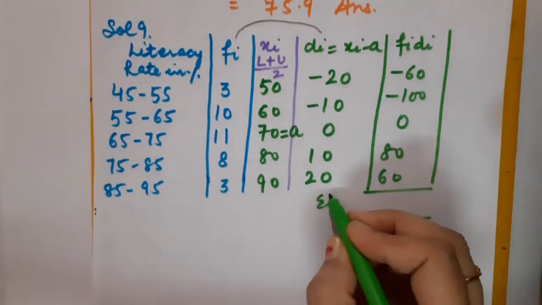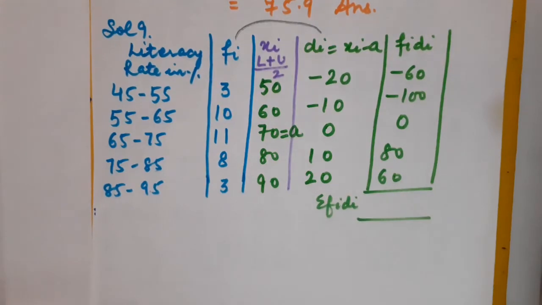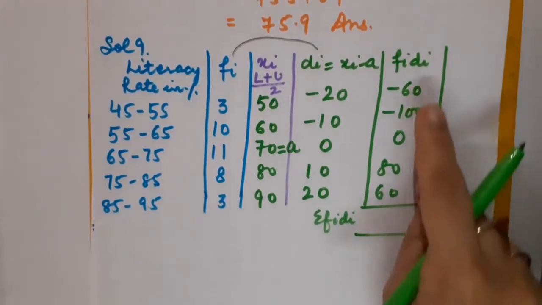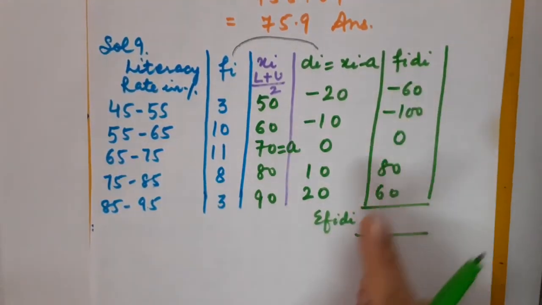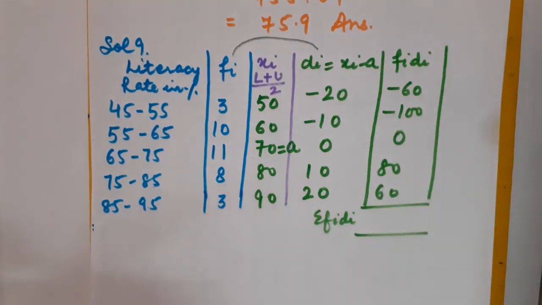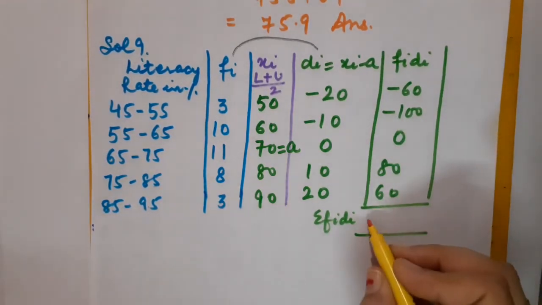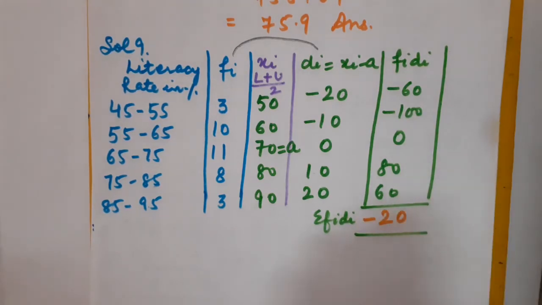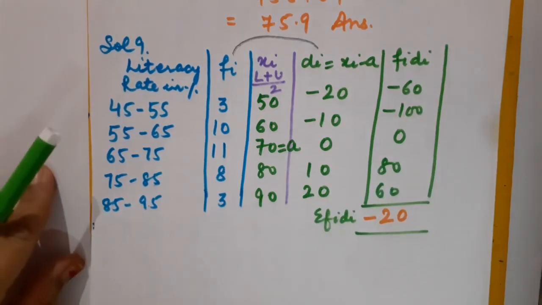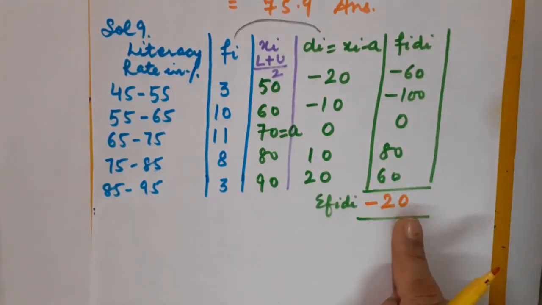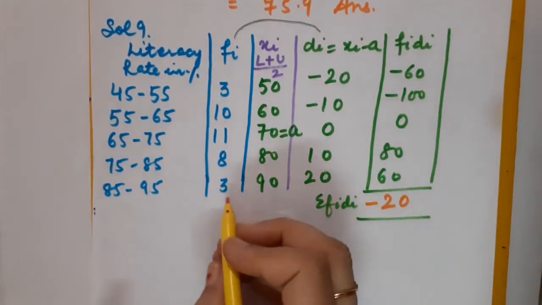Let us calculate sigma Fi Di. That is nothing but the sum only. Negative 60, positive 60 cancelled. Minus 100 and plus 80 will give you what? Minus 20. Got it? No need to be confused. We can even get the summation in negative also. No need to be confused.